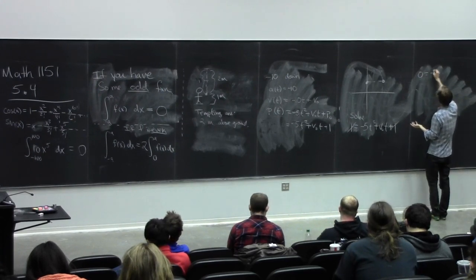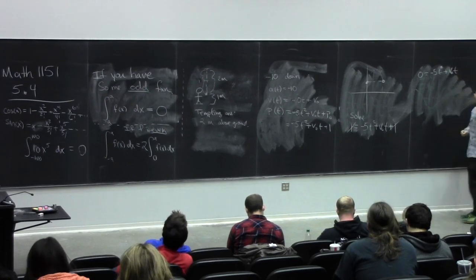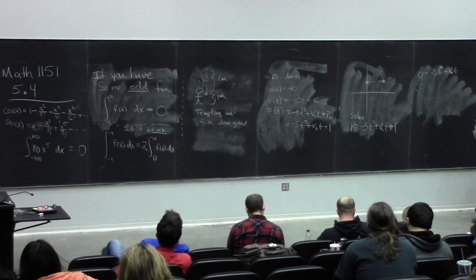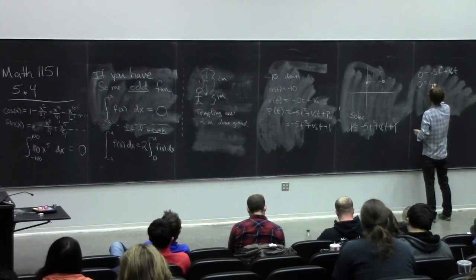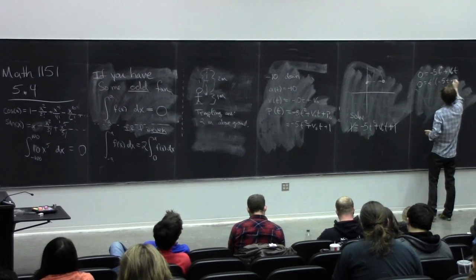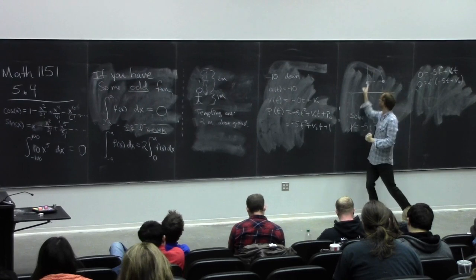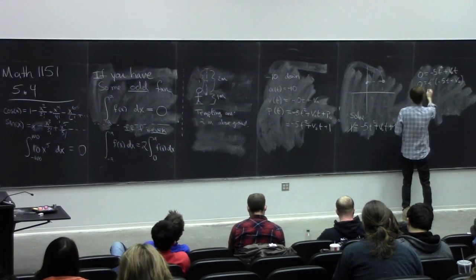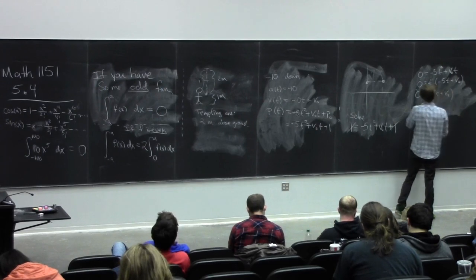0 is equal to minus 5 t squared plus v naught t. What's the best way to solve this thing? Factor out a t. 0 is equal to t times minus 5t plus v naught. Okay, this t is the time 0 when I tossed it. And so 0 is equal to minus 5t plus v naught.